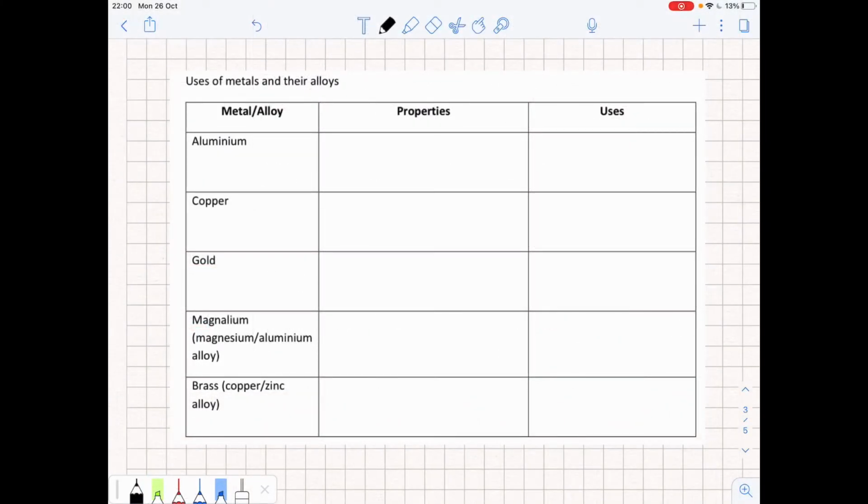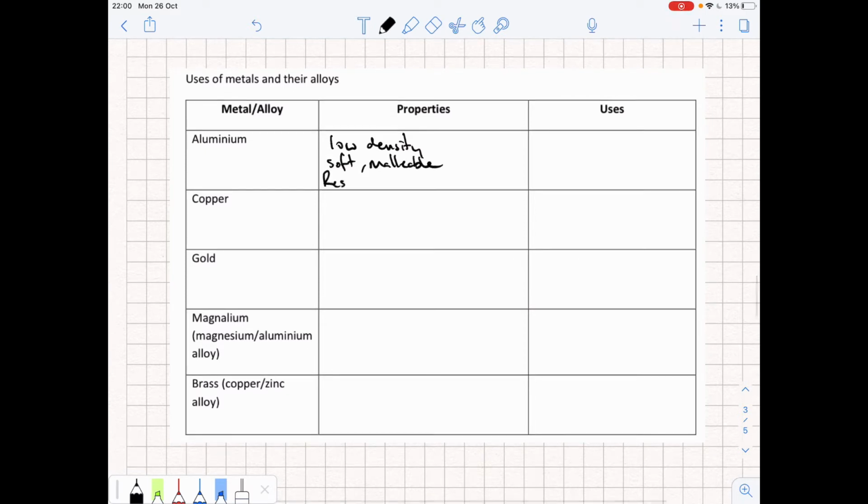Okay, in this video we're going to have a look at some of the properties and uses of metals and their alloys. And the first one on our list here is aluminium. So aluminium has a low density, and aluminium also is quite soft and malleable. Remember, malleable means it can be shaped, and it is also resistant to corrosion, which is going to make it very useful.